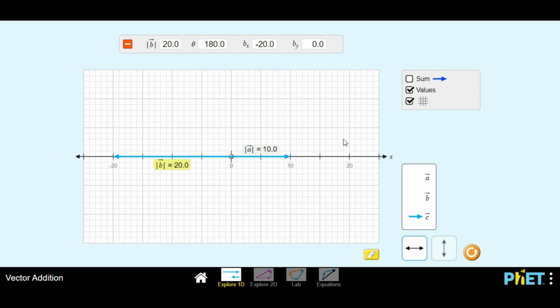Yes, that's correct. It's simple. 20 minus 10, so the resultant will be 10, because the higher force is directed to the left, so the resultant direction will also be to the left. Let me show you by taking this one. You see here? The darker blue arrow shows us the resultant, and it's directed to the left, and the magnitude is written here: 10 newtons.